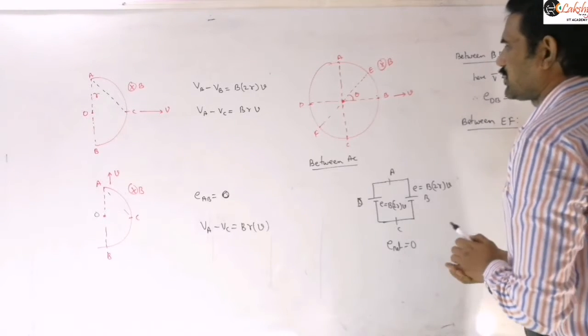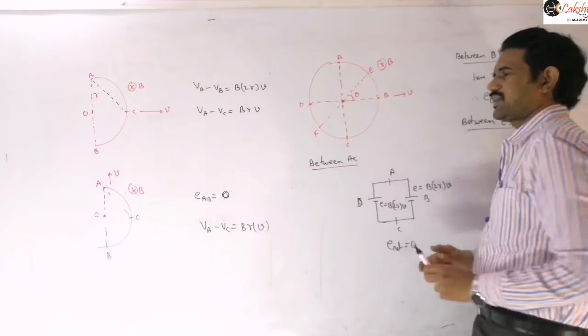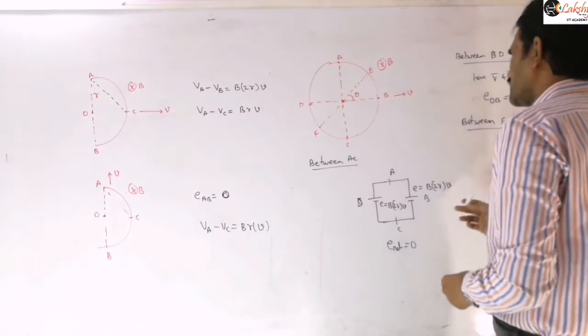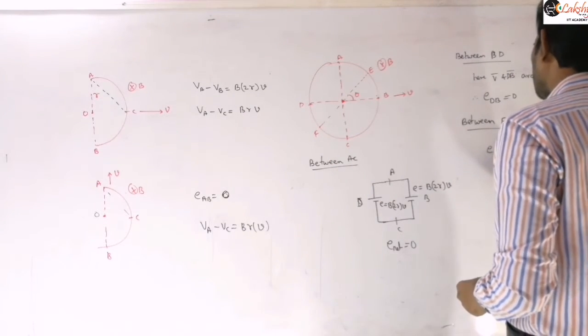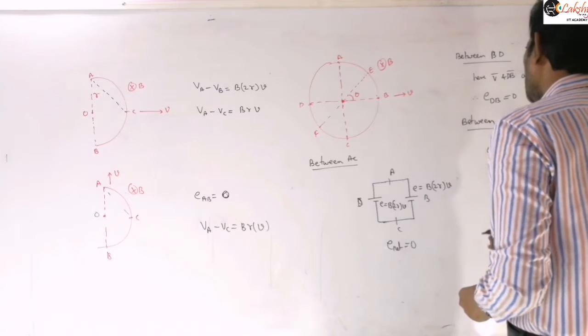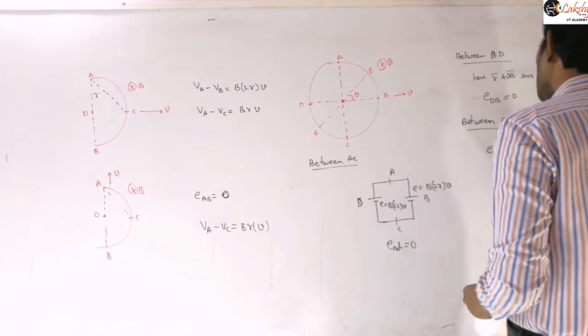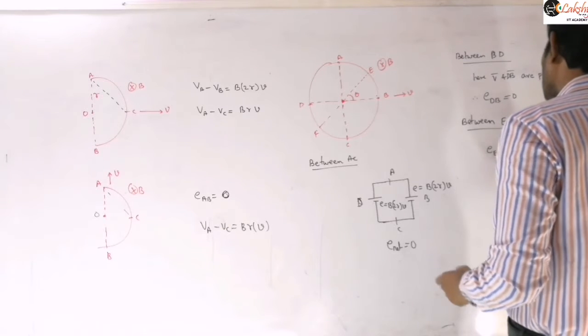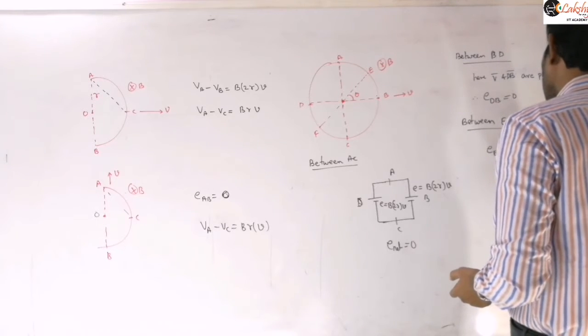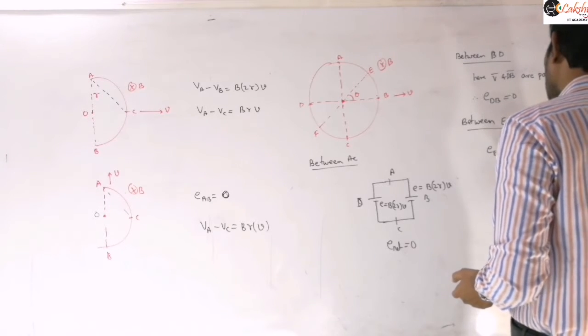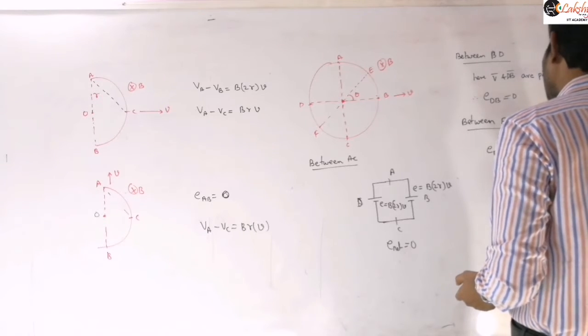So now that E and F, you can say that it is making an angle theta here. So then I can write the induced EMF between E and F. We can mention it as B into 2R into V sin theta.